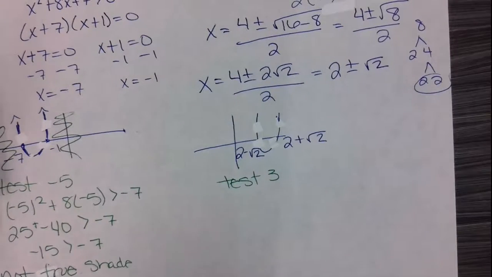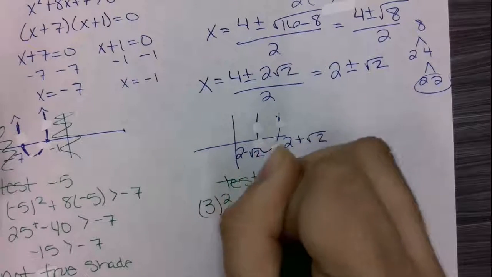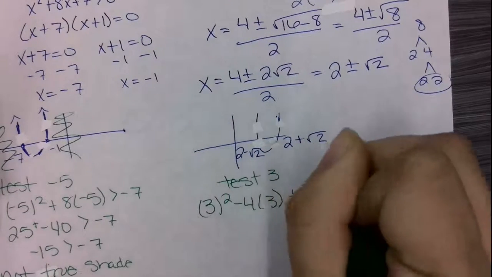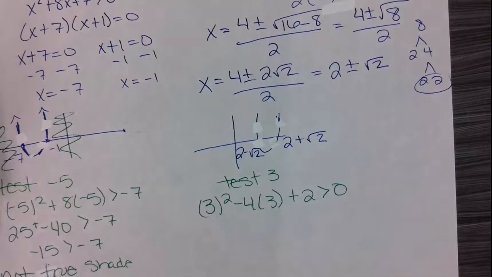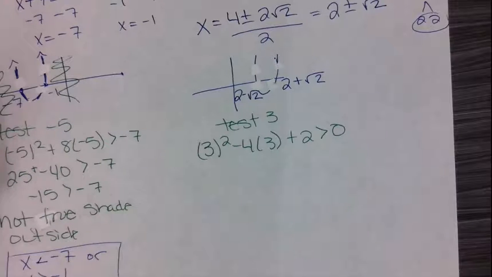So then I'm plugging back into the equation that's off the screen. Why did I test 3? Because that's the number he picked. It's in between 2 minus square root of 2 and 2 plus square root of 2. I'm picking something that's in between. I could have also picked 2 or 1.